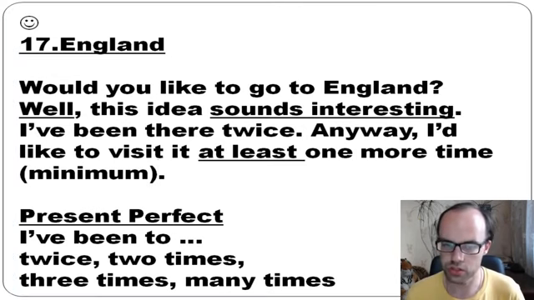Okay, so England. Would you like to go to England? Well, this idea sounds interesting. I've been there twice. Anyway, I'd like to visit it at least one more time, or minimum one more time. So present perfect, I've been to, we often use it with twice, 2 times, 3 times, many times.